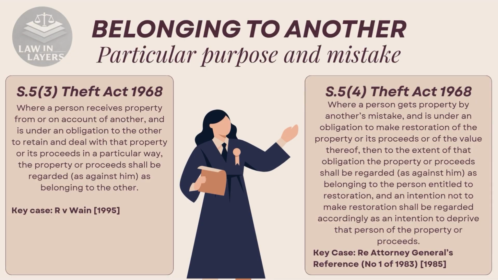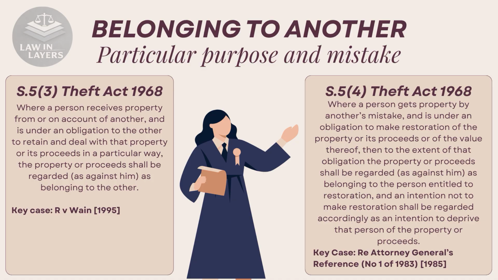Section 5 also expands this further. Under Section 5(3), where someone receives property under an obligation to deal with it in a specific way, it can still belong to another. For example, if money is given for electricity bills but spent on something else, this may amount to theft. This was illustrated in R v Wain, where the defendant collected money for charity but later diverted it for personal use. The court held that he was under an obligation to deal with the funds in a specific way, meaning the money still belonged to another.